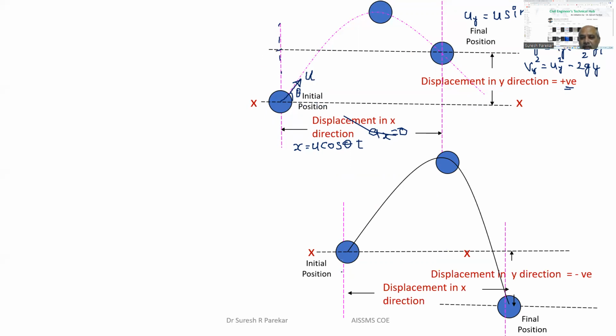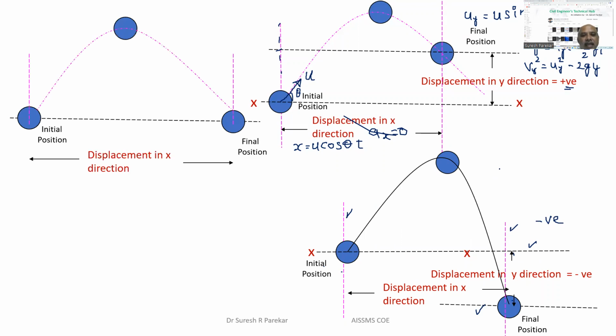So for horizontal, we have to mark vertical lines. For vertical distance, we have to mark horizontal lines, and this is y, this is initial, this is final position, below it, so the value is negative. And then the same equations we have to go with.